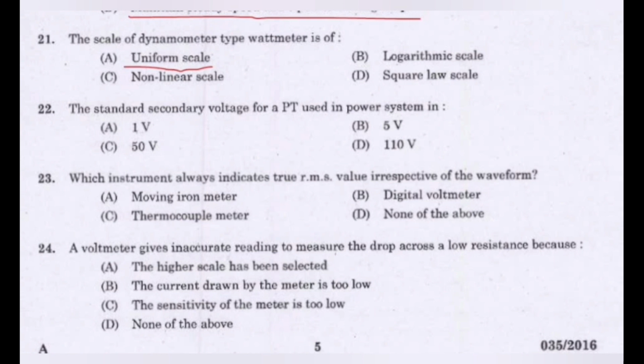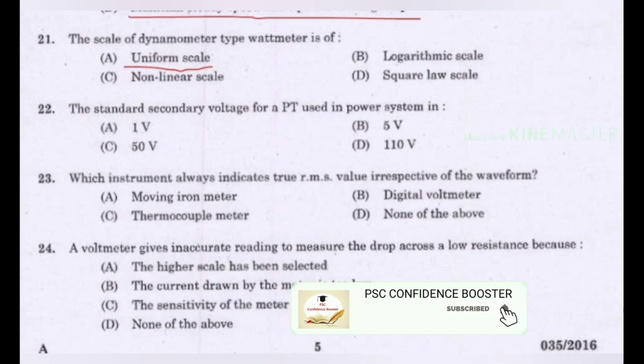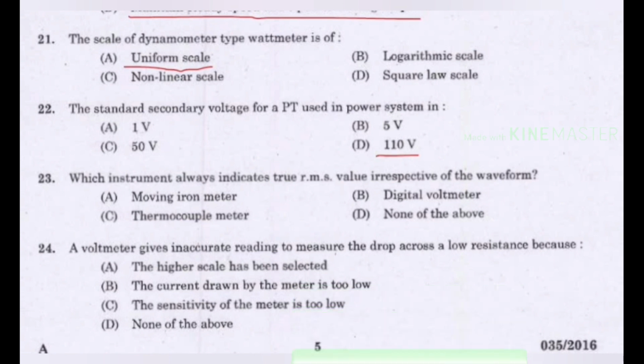Question number 22. The standard secondary voltage for a power transformer used in power system is. Option A, 1 volt. Option B, 5 volt. Option C, 50 volt. Option D, 110 volt. Answer is option B, 110 volt.